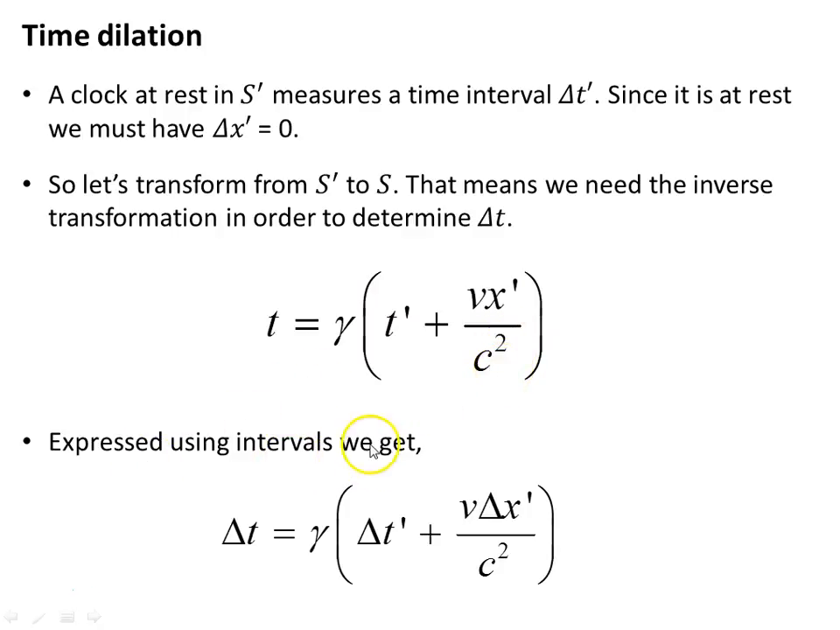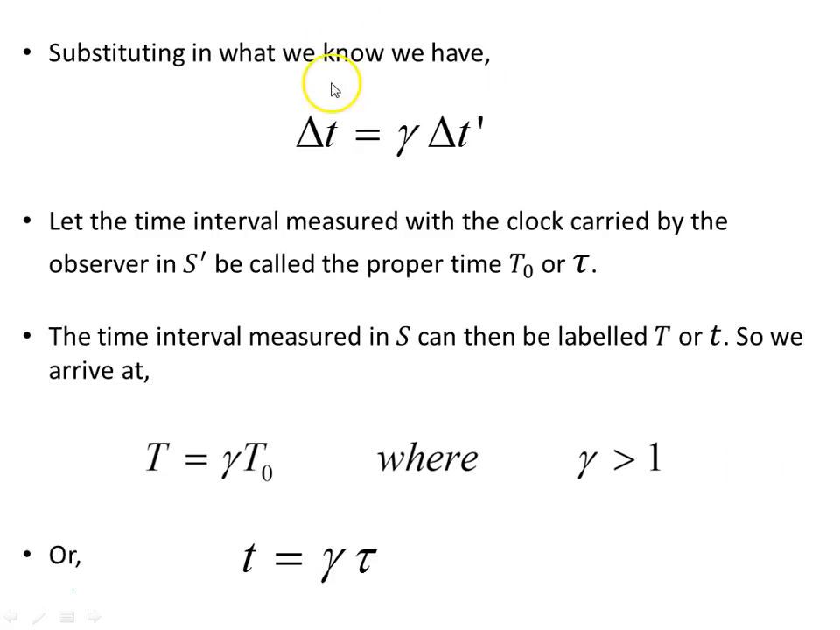Expressed using intervals now, delta t is gamma times delta t dash plus v times delta x dash on c squared. Substituting in what we know, delta t is gamma times delta t dash. Remember that delta x disappeared because the measurement's made in one location, so delta x prime disappeared. So we have delta t equals gamma times delta t dash.